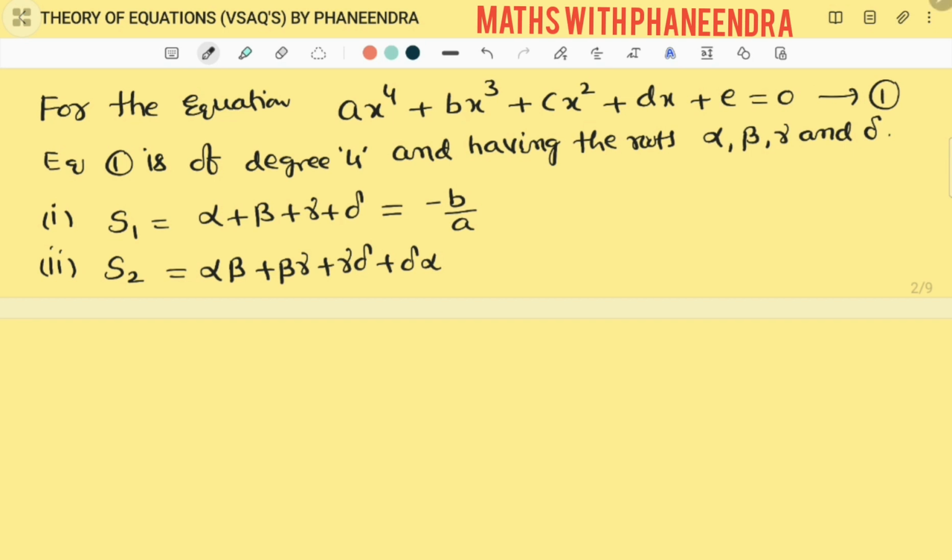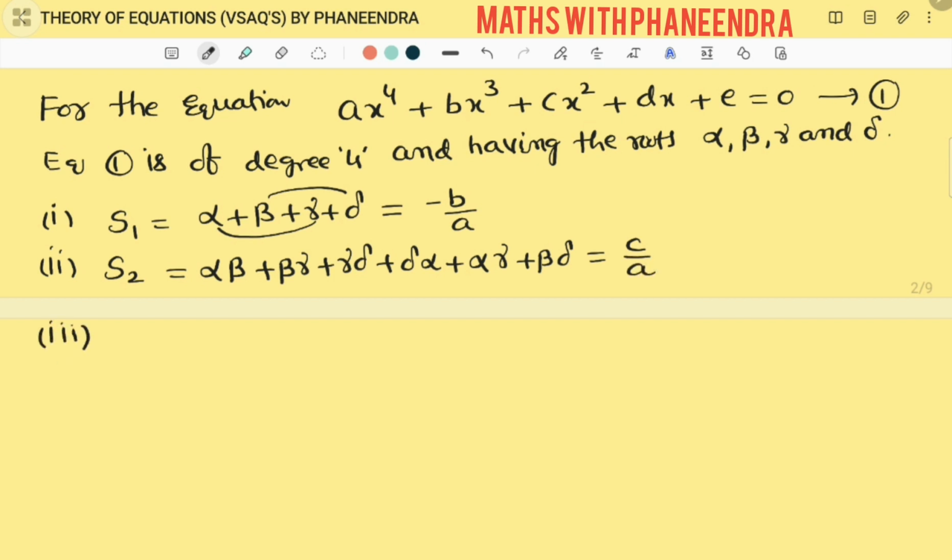Here you can find out what combinations are not there. These two combinations are not there, so those will come. So alpha gamma, next plus beta delta. That is equal to first alpha beta, next beta gamma, gamma delta, next delta alpha. After that, these two will come. Next, x square coefficient by x power 4 coefficient. So, c by a.